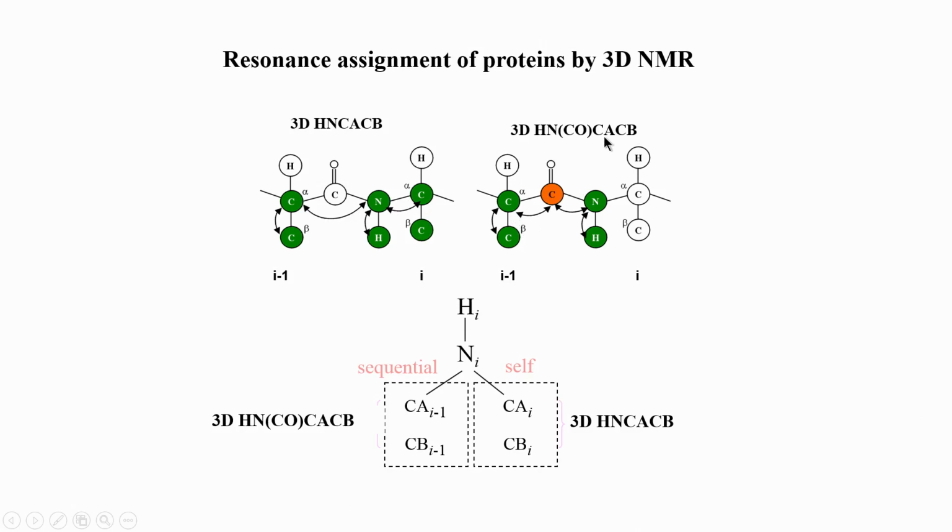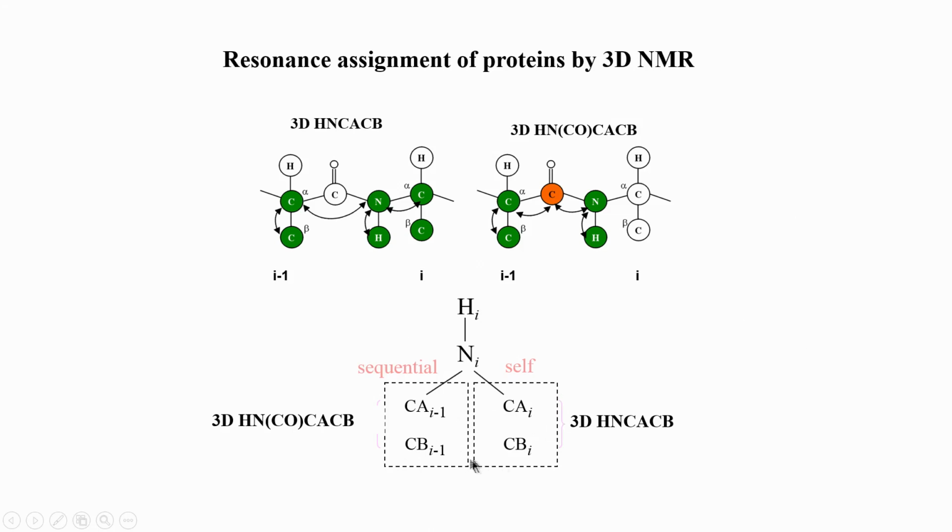So, in HNCOCACB, we get information of C alpha, C beta of I minus 1. Remember, this residue is I minus 1. Similar to HNCA and HNCOCA, we can now say that for every given amide proton pair, that is every residue I, the self chemical shifts are C alpha, C beta, and I get the sequential chemical shifts of these two. Okay. So, now I have one extra chemical shift which I can use for connectivity.